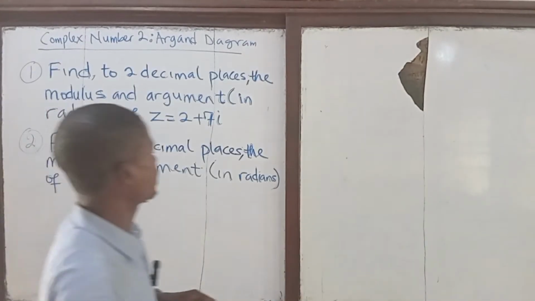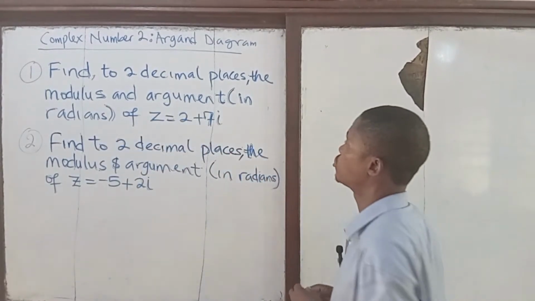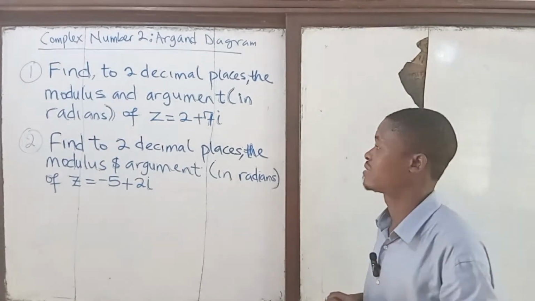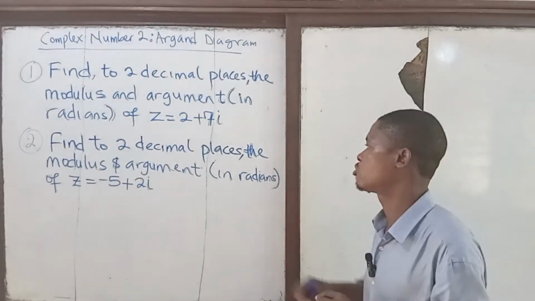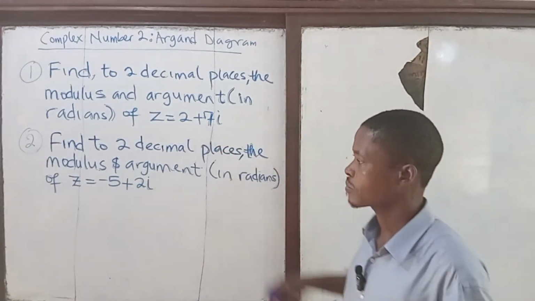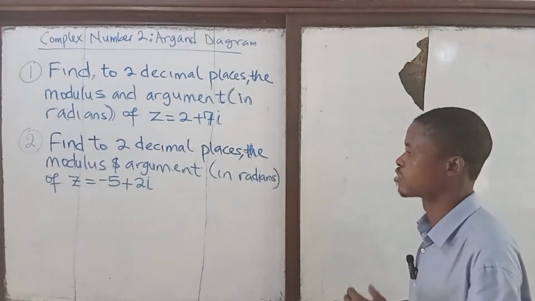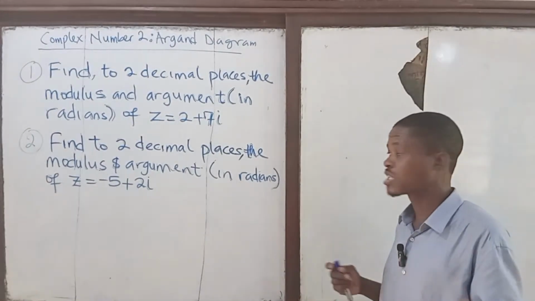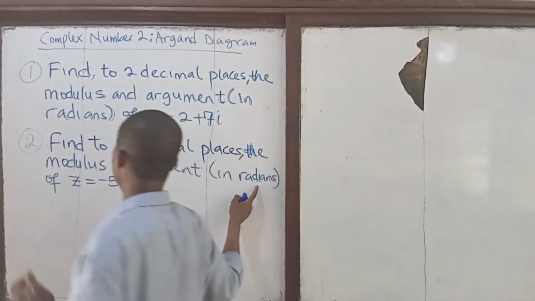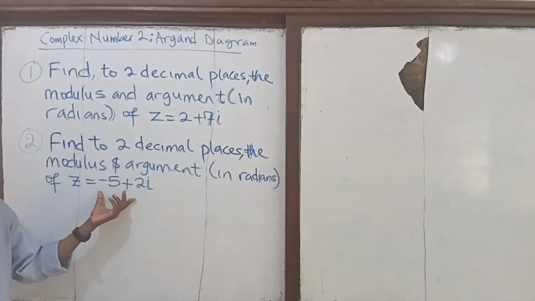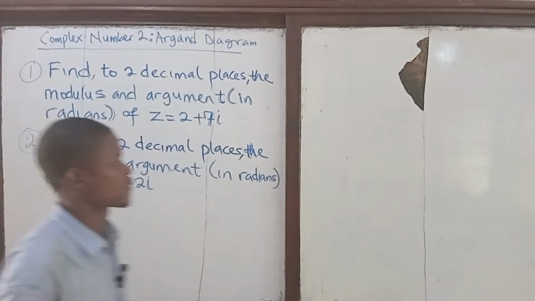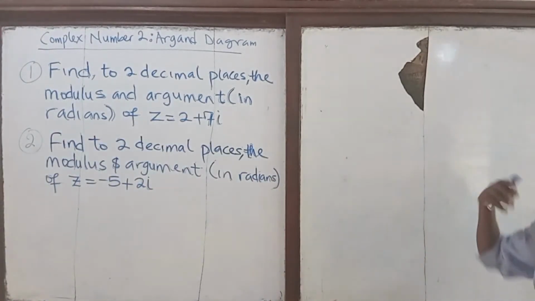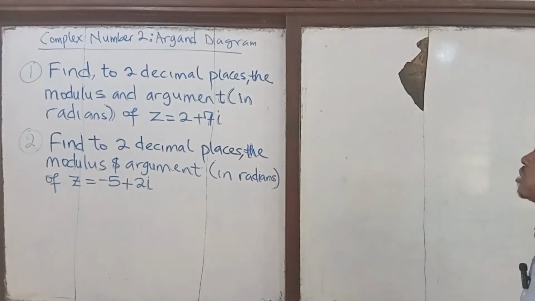Now the first question: find, to two decimal places, the modulus and argument of z equal to 2 plus 7i. The second one also: find, to two decimal places, the modulus and argument, and that should be in radians, of z equal to -5 plus 2i. We can use the Cartesian coordinates to make a sketch, but it's not a must.